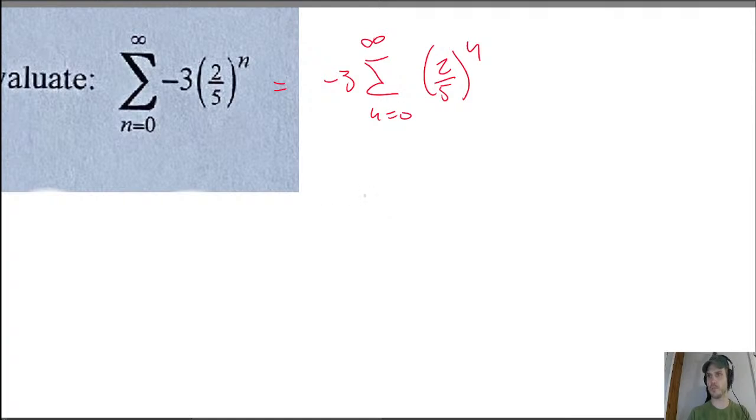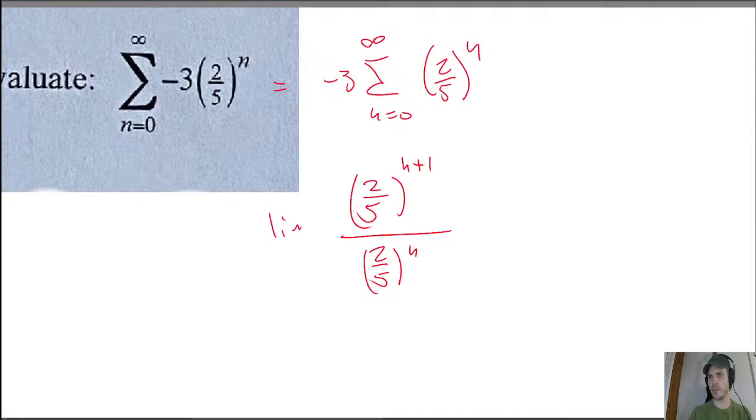So let's do 2 over 5 to the n plus 1 over 2 over 5 to the n. And then this is the limit as n approaches infinity, which is equal to 2 over 5, which is less than 1. Ratio test. Yeah. Oh, you got it. Nice job. Yeah, crushing it. When in doubt, use the ratio test. That's what I remember from this stuff.